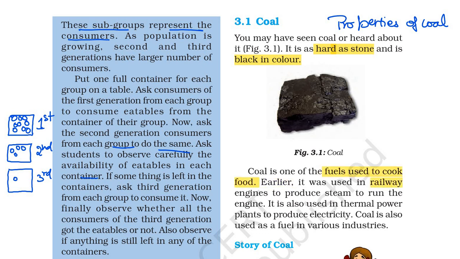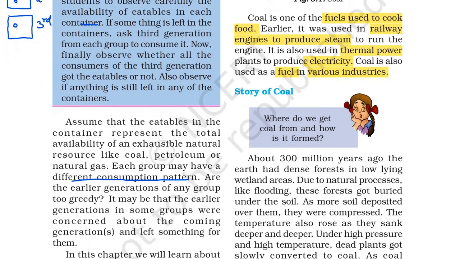It was used in railway engines to produce steam. That basically helps them to have electricity. It is also used in thermal power, as I told you, to produce electricity, because if we burn coal, it releases a good amount of heat energy, and that heat energy can be converted into electricity. Last but not the least, coal is also used as fuel in various industries. इंडस्ट्रीज में कोल को बहुत ज़्यादा यूज़ किया जाता है as a fuel.